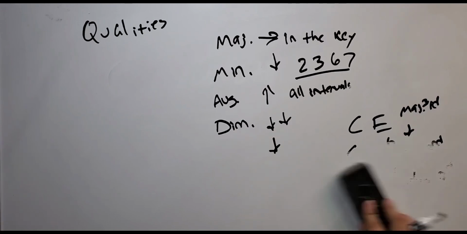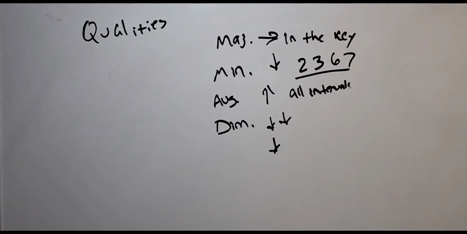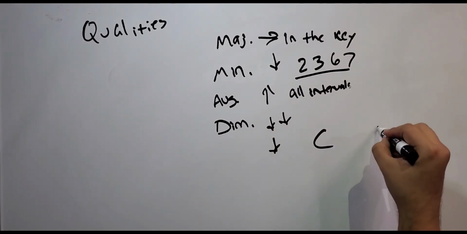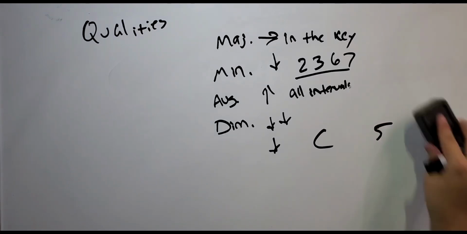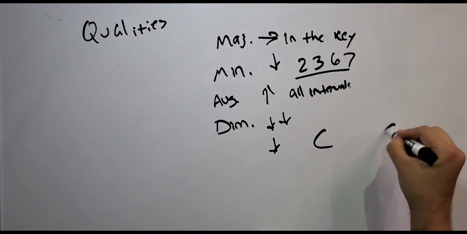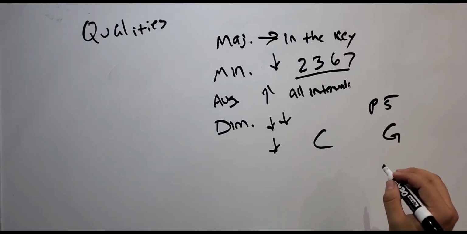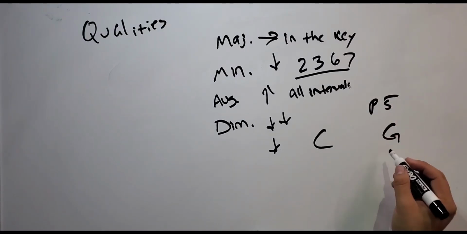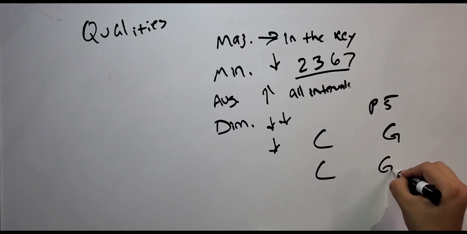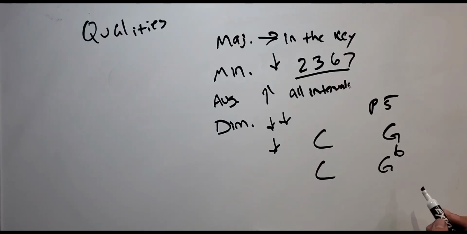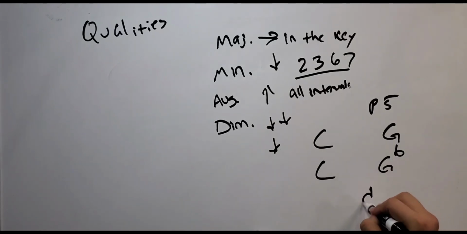So let's do a perfect interval. Let's pick our perfect fifth. So C to G. Oh, my bad. C to G, our perfect fifth, lowered 1 half step, automatically becomes diminished. So C to G flat gives us our diminished fifth.